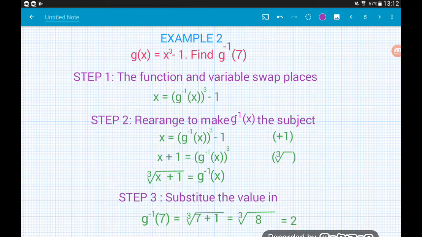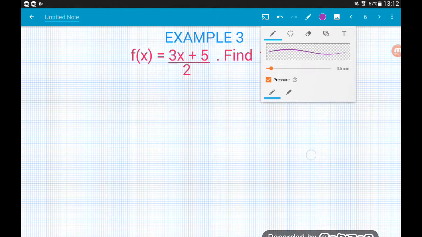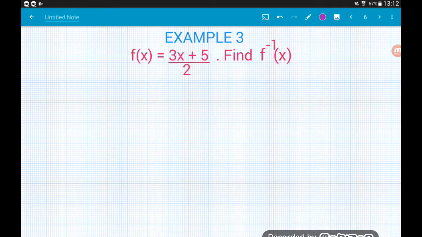Jobs are good. Okay, so for the last 3 examples, I'm going to work through with you as we go. They're going to build up in difficulty, but let's see how we go. So, f of x is equal to 3x plus 5, all divided by 2. Find f inverse. Okay, so step 1, swap the function and the variable around.